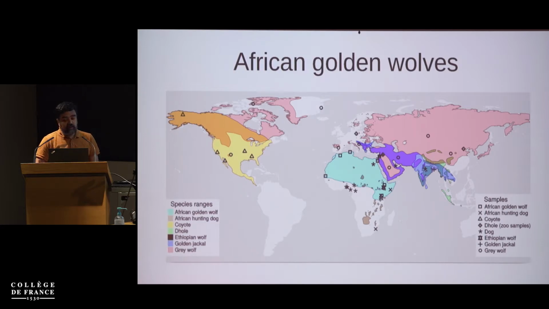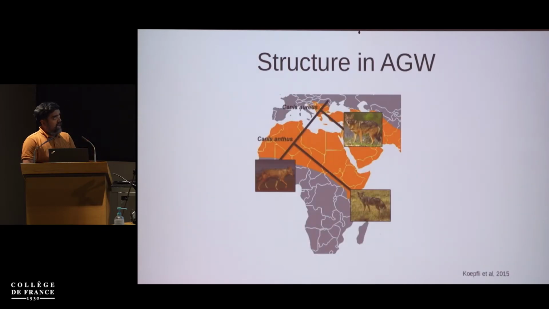Before they were given their own species designation, they were considered to be the same species as the golden jackals, whose range here is marked in darker blue or purple, depending on whether it overlaps with the range of the golden wolf or not. After they were designated their own species, in 2015, Koepfli et al. had a particular paper where they collected mitochondrial DNA from samples of African golden wolves across the range of Africa and the Eurasian golden jackal, and they came up with the suggestion that the African golden wolf should be a species of its own.